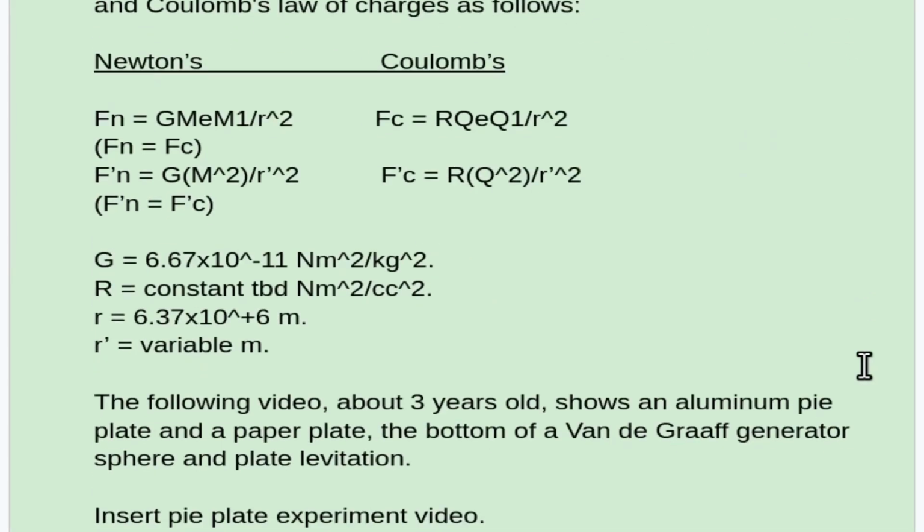G, Newton's constant, we all know, is 6.67 times 10 to the minus 11 newton meters squared over kilograms squared. R is the new constant we're going to be determining for Coulomb's law. Little r is the radius of the Earth. R prime is a variable which we'll be discussing shortly.